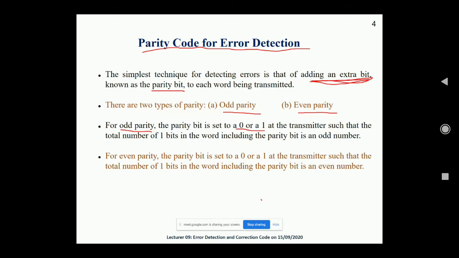At the transmitter, it is set to 0 or 1 such that the total number of 1 bits in the word, and a word means nothing but a code word, including the parity bit, is an odd number. The parity bit is not separate. We include it. If the message bit or information bit together with the parity bit has an odd number of ones, that is called odd parity.